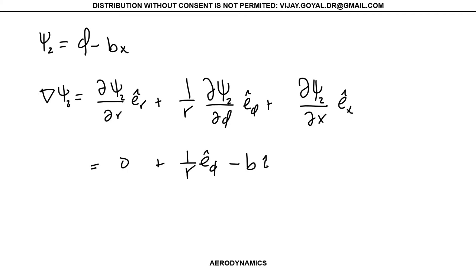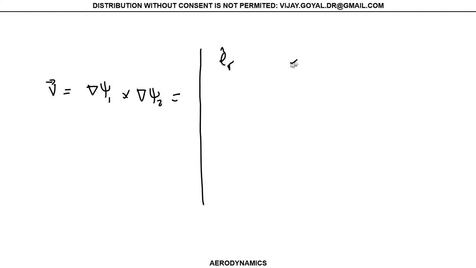Now I have my streamline functions, and I go into the cross product. So v is going to equal the gradient of psi 1 cross the gradient of psi 2, and that gives you the determinant with er, e phi, ex. And remember, ex is equal to i.